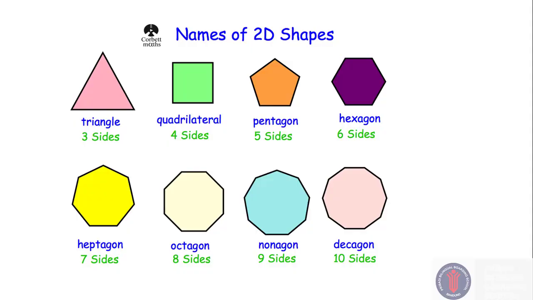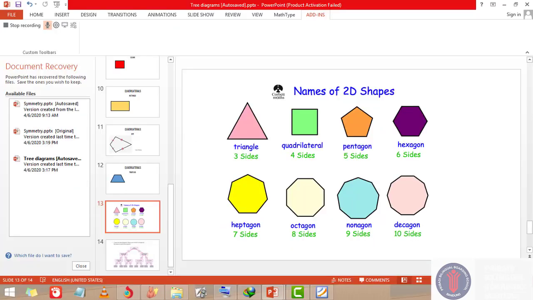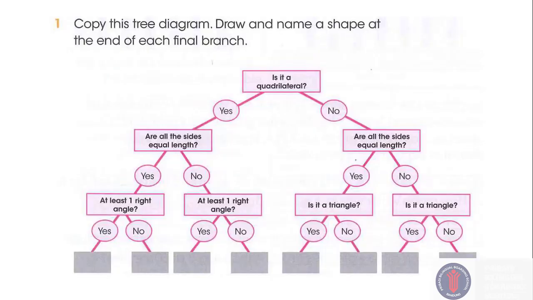These are other 2D shapes. There are triangle, quadrilateral, pentagon that has 5 sides, hexagon that has 6 sides, heptagon has 7 sides, octagon has 8 sides, nonagon has 9 sides, and decagon has 10 sides. Let's see number 1. Copy this tree diagram, draw and name a shape at the end of each final branch.